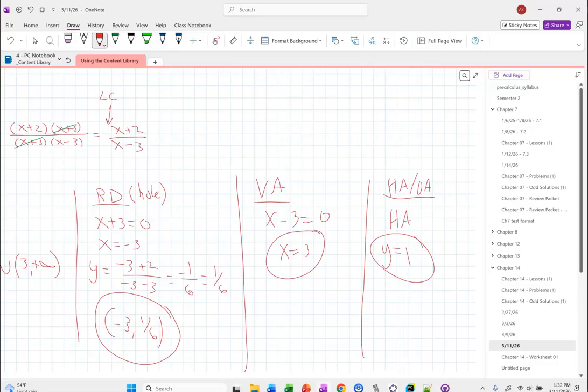If the numerator is bigger than the denominator, that's an OA. And if the numerator is less, that's an HA, and it's always y equals 0.